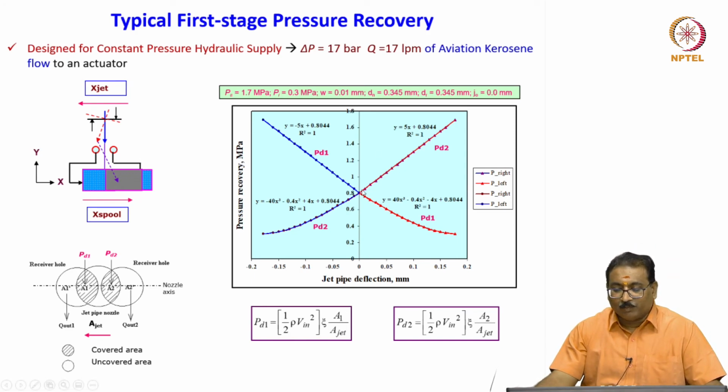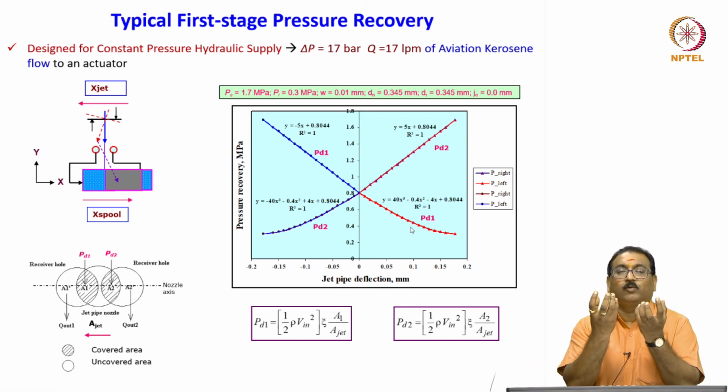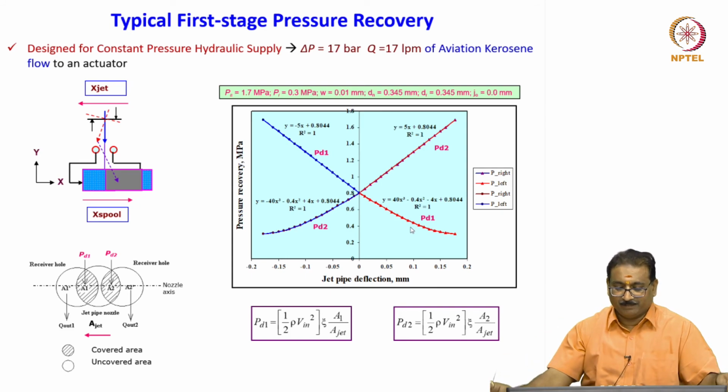When the jet pipe is moved, assumed to be to the left side, what happens? One side pressure goes on increasing, the other side pressure goes on decreasing proportionately. Similarly, when the jet pipe moves here, one side pressure goes on increasing, the other side goes on decreasing. But you will see some non-linearity is there. This non-linearity is due to the distance between the two receiver holes. As I have told you, this distance is kept as close as possible to get the maximum pressure recovery.